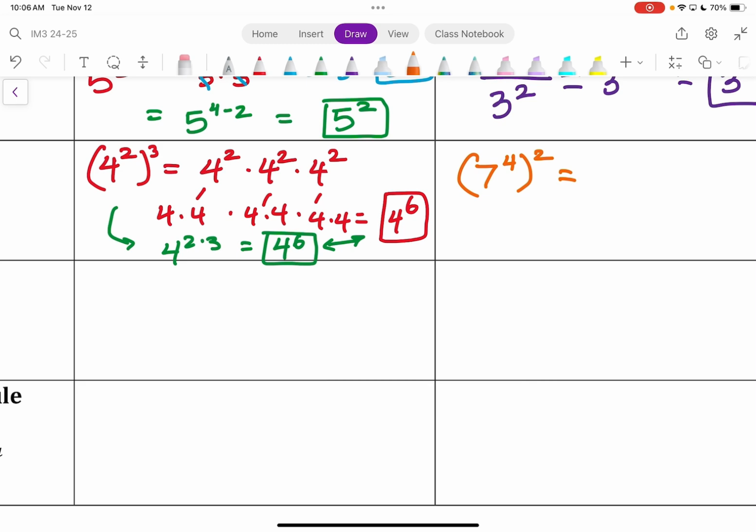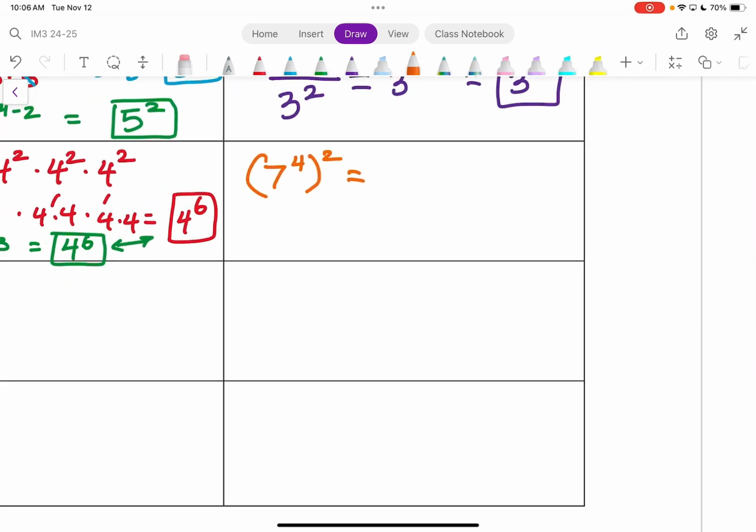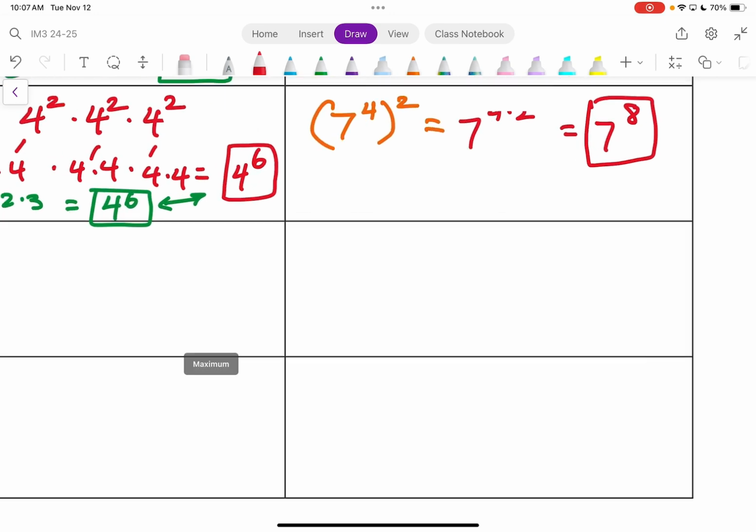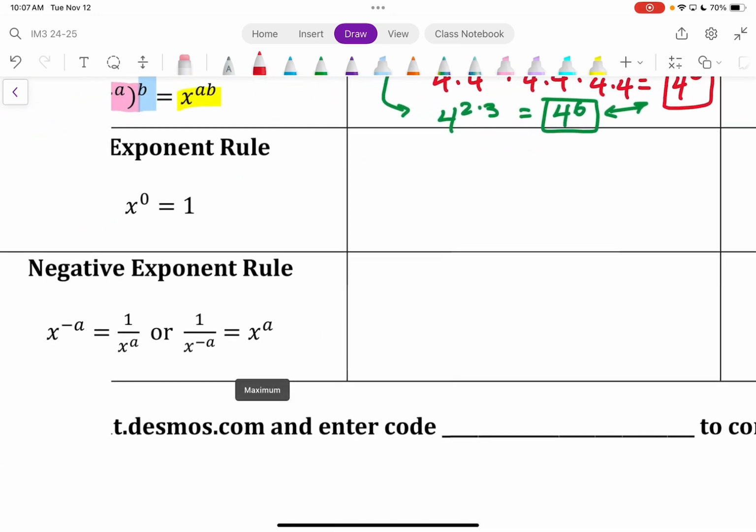All right, let's take a look. Using the power rule, I would need to do what with these exponents? I would need to multiply them. So I could rewrite this as 7 raised to the 4 times 2 power, which is equal to 7 raised to the 8th power. Are there any questions on how the power rule works here? Okay.